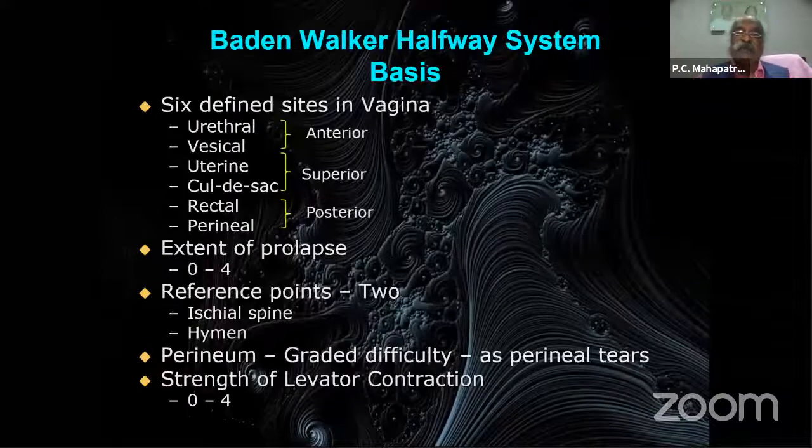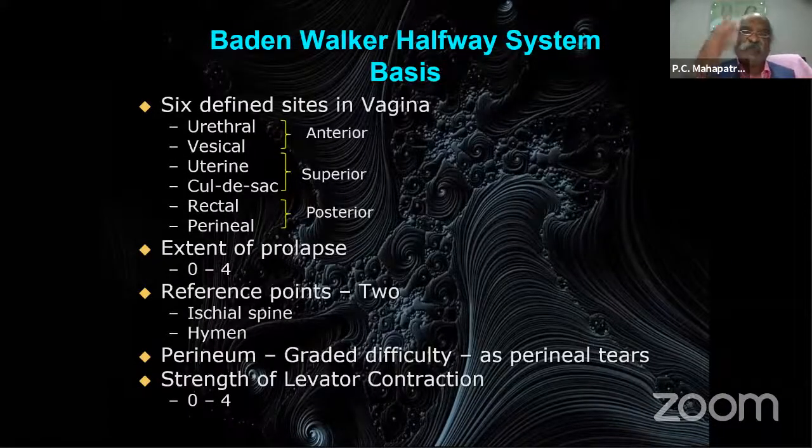And there are 6 defined sites in the vagina. Same thing, it's just a different name, Baden-Walker halfway system. I think urethral vesicle is anterior, uterine cul-de-sac is superior, and posterior rectal and perineal is posterior. Extent of prolapse is 0 to 4. And the reference points here are again the same, ischial spine and hymen. Perineum graded to difficulty as perineal tears.